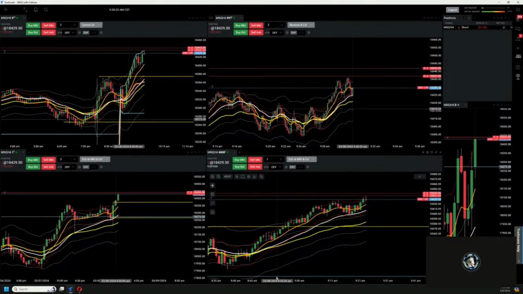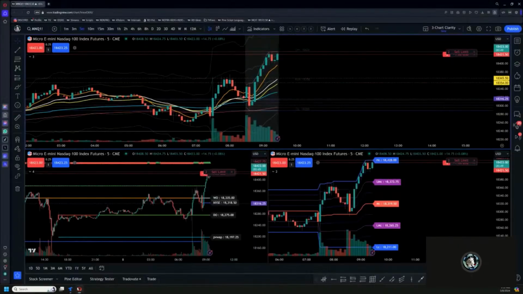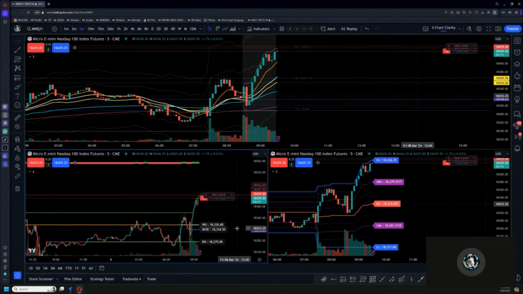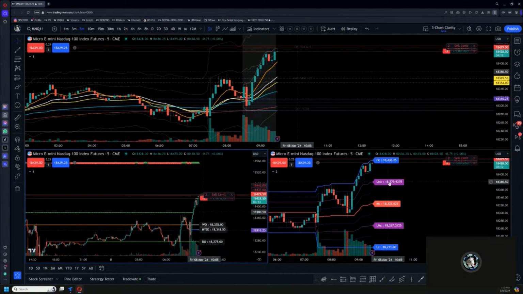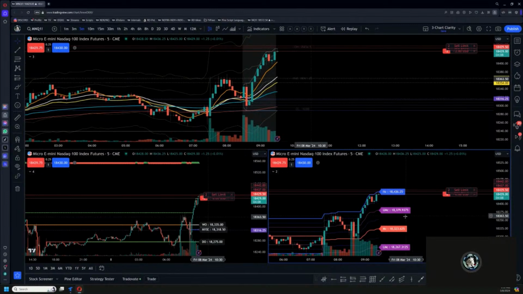So now, if we look at the 5, expansion of momentum and bias. Well, I mean, really, there should be a level between here and there. Why is that not showing up?